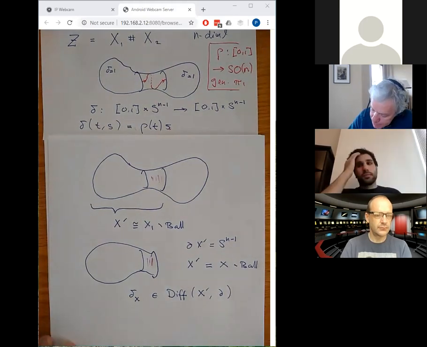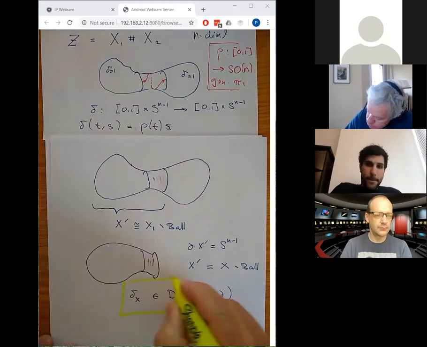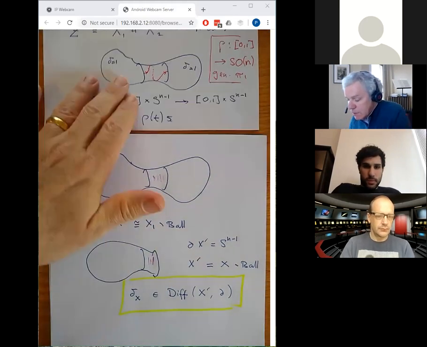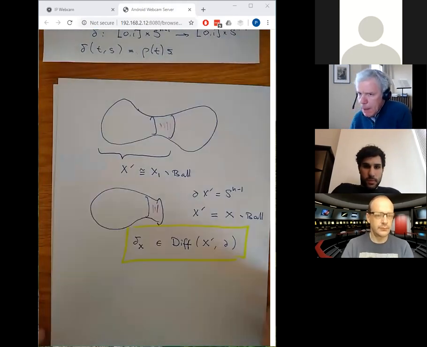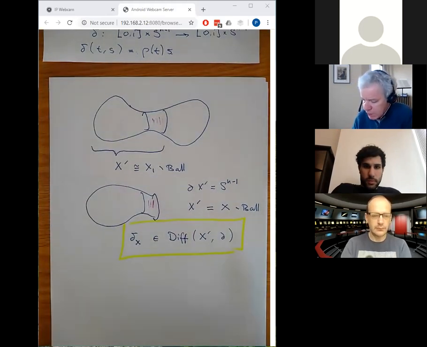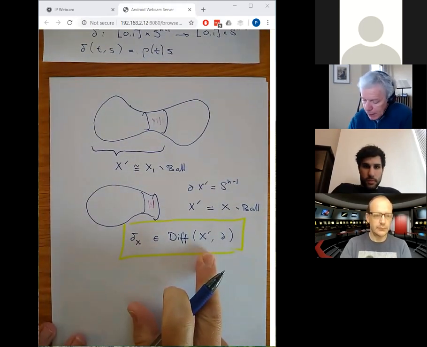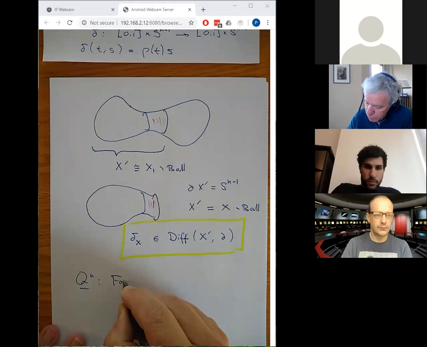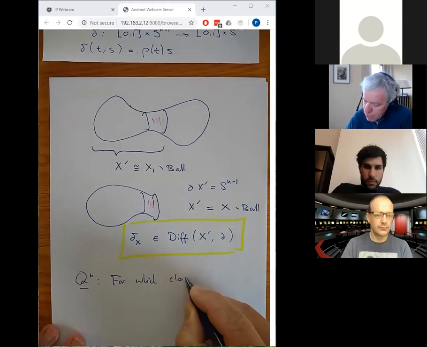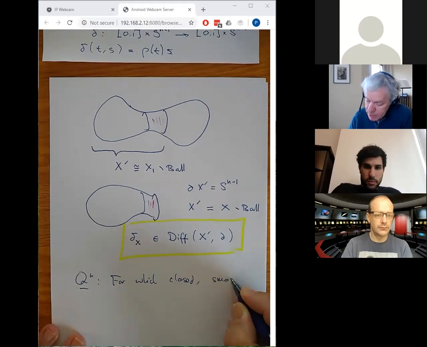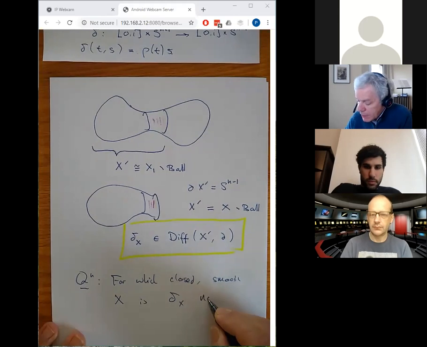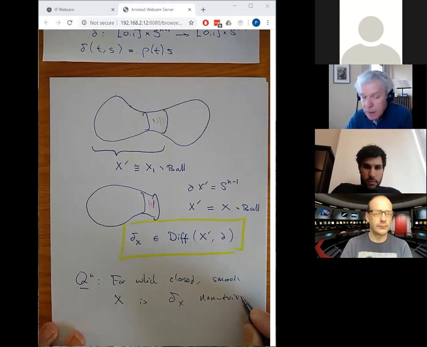So this is slightly simpler, if you like, than the connect sum of two manifolds. This is just a single manifold we're dealing with here, and it's a great question to ask: for which closed smooth X is delta X non-trivial? That is to say, not isotopic to the identity in this diffeomorphism group.